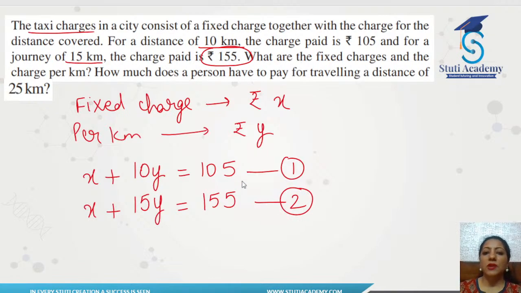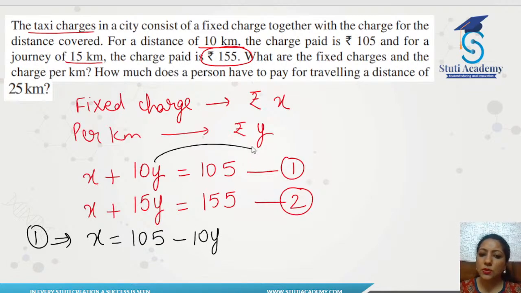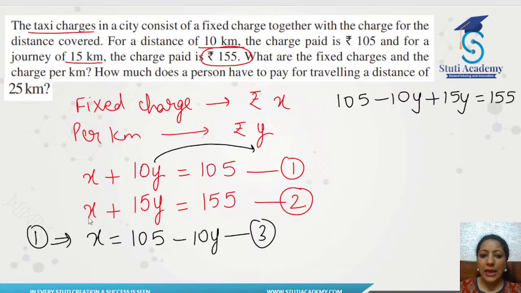Now in the first part of the question, we have been asked to solve for the fixed charges and the charge per kilometer. So we will solve this by the substitution method. We take the first equation and write X in terms of Y. So I am writing X as 105 minus 10Y. I am taking this on the other side and this will become minus. This value of X, let's name this as equation 3. This value of X, I am going to put in the second equation. So I will get here 105 minus 10Y plus 15Y is equal to 155. X I have replaced by 105 minus 10Y.